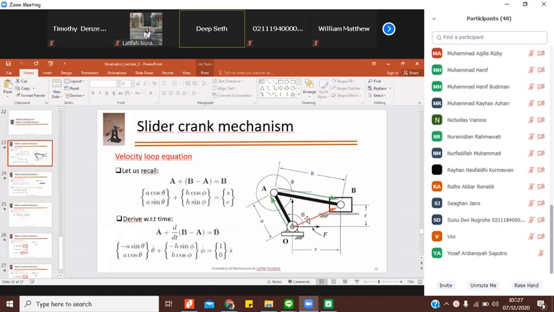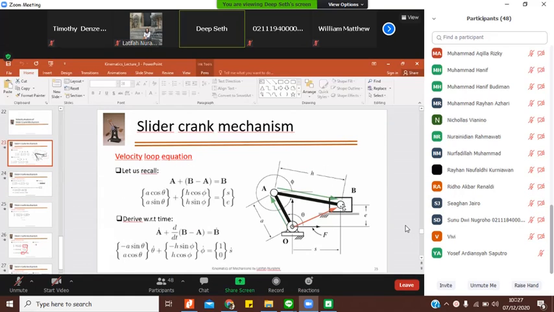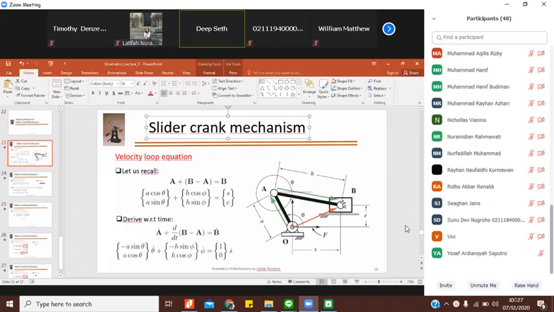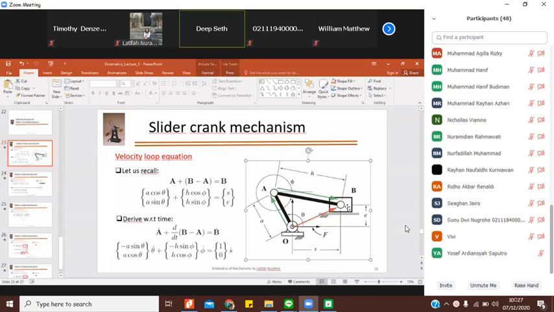Let's say you want to measure the position of B as a slider. So if you want to measure the position of B, you have to write B. B will have some coordinates. In that vector, you have to write B. B you can also find with respect to the links like OA and AB. So in that form also you have to write it.